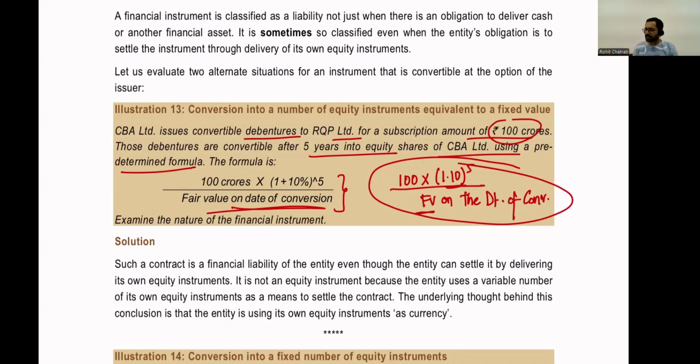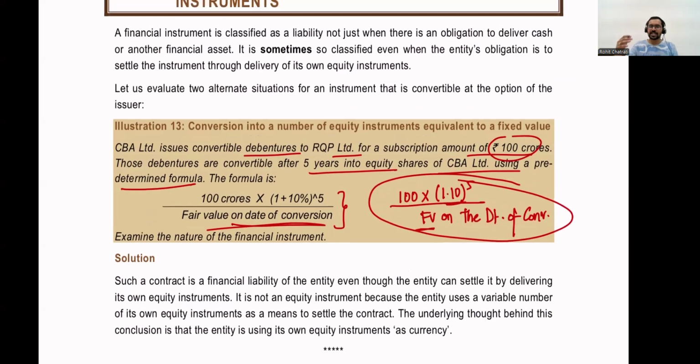So in this case, if the fair value increases, then the number of shares will decrease. If the fair value decreases, the number of equity shares will actually increase. The question is, examine the nature of the financial instrument. Clearly, over here the entity has an obligation to issue a variable number of equity shares. If the fair value increases, the number of equity shares will decrease. If the fair value decreases, the number of equity shares will increase. Whatever be the fair value, the holders will ultimately receive 100 multiplied by 1.10 whole power 5.